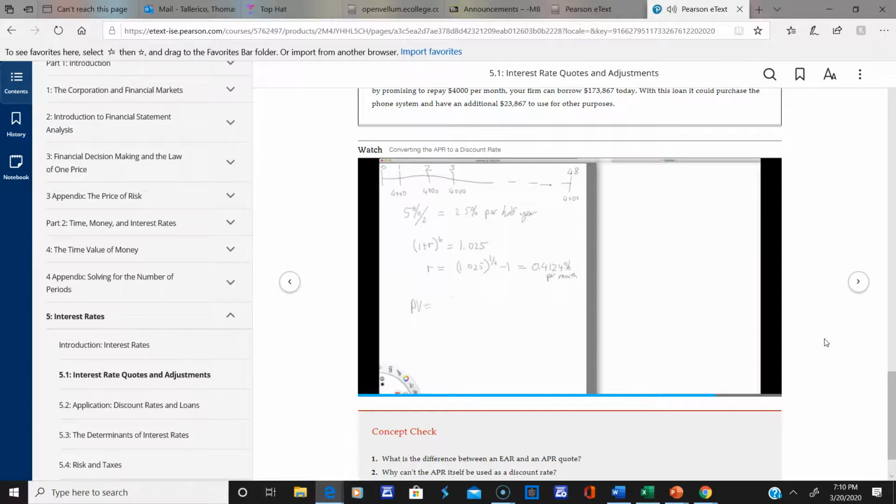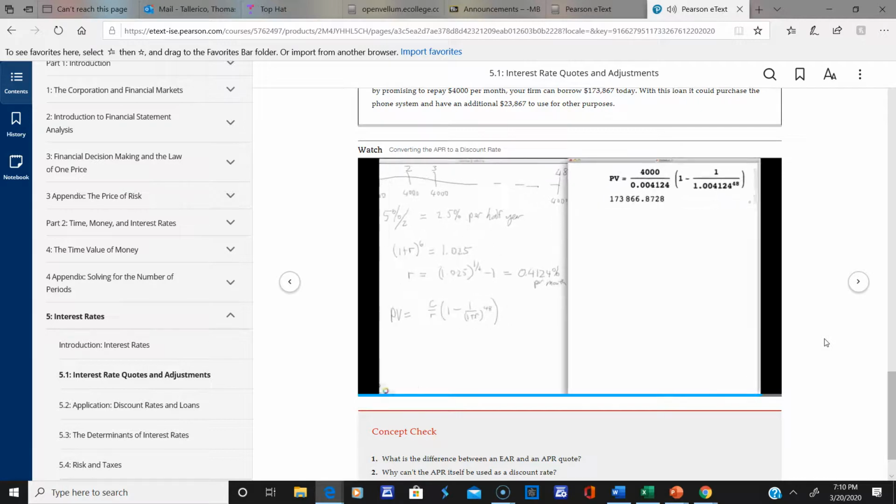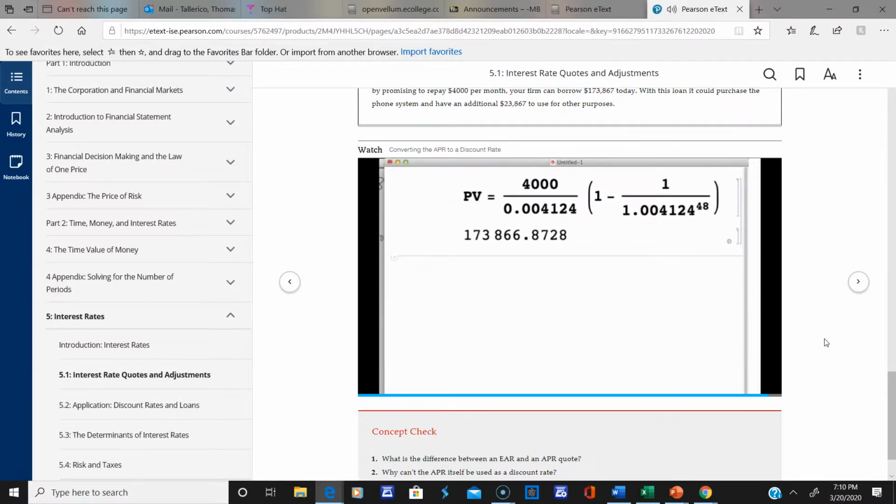Now that we have the discount rate, we just use the annuity formula to calculate the present value of the payments. The payments are worth about $174,000. So you're better off paying cash today than leasing.